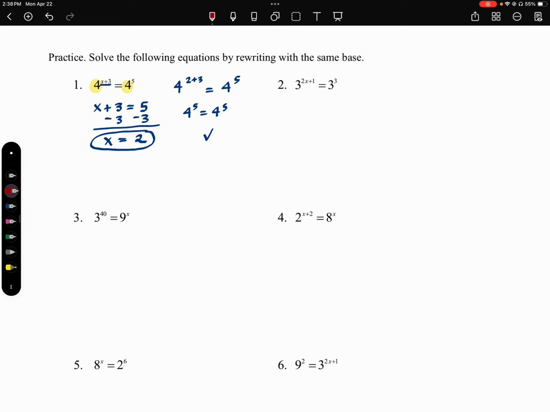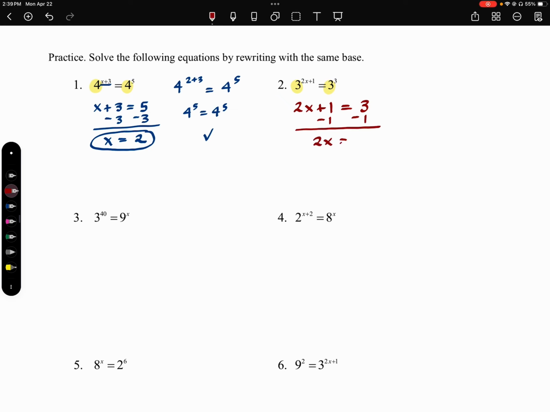This one, we have 3 to the power of 2x plus 1 equals 3 to the 3rd power. Again, very similar to the first one, we can see that we have the same base on each side already, so we're comparing the exponents. Let's pull those exponents out and solve the equation. So 2x plus 1 has to equal 3 in order for this to be a true statement. Let's just set those equal and solve it.